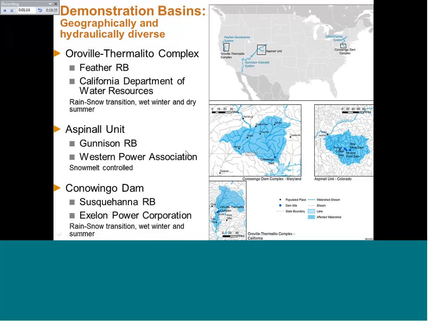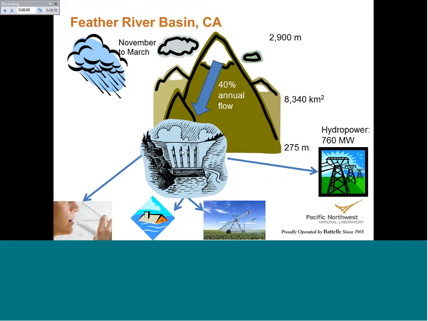So here my case study is actually going to be on the Feather River Basin. This basin is about 8,000 square miles. It rains from November to March, and this is a rain-snow transition. About 40% of the snowmelt contributes to the annual flow.